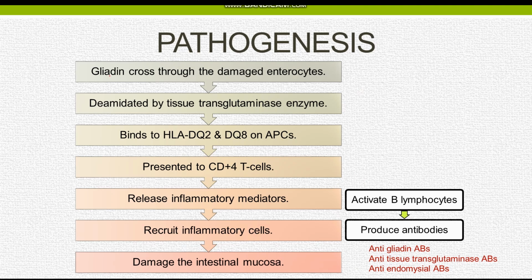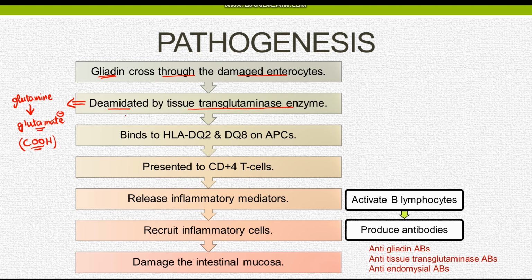Once there is disruption in the intestinal mucosa, the 33 amino acid peptide gliadin crosses through the damaged enterocytes into the tissues. This gliadin is deamidated. Deamidated means that the glutamine present in gliadin is converted into glutamate with the removal of carboxyl group. So this glutamate is actually negatively charged. This negatively charged glutamate has a high propensity for the antigen presenting cells.